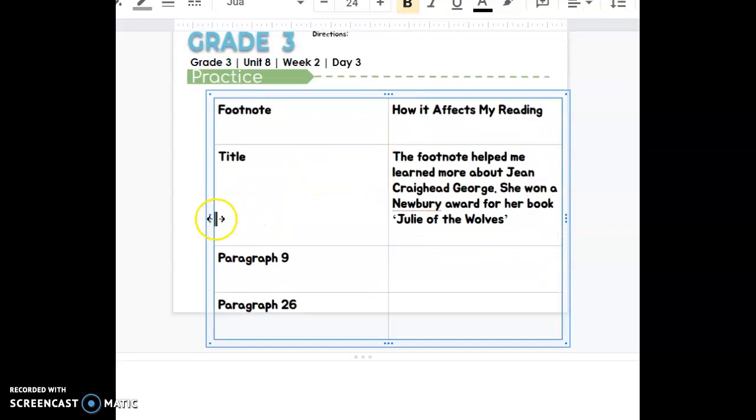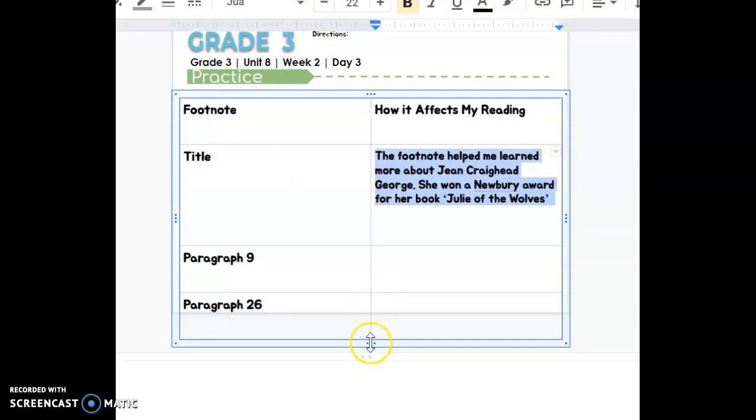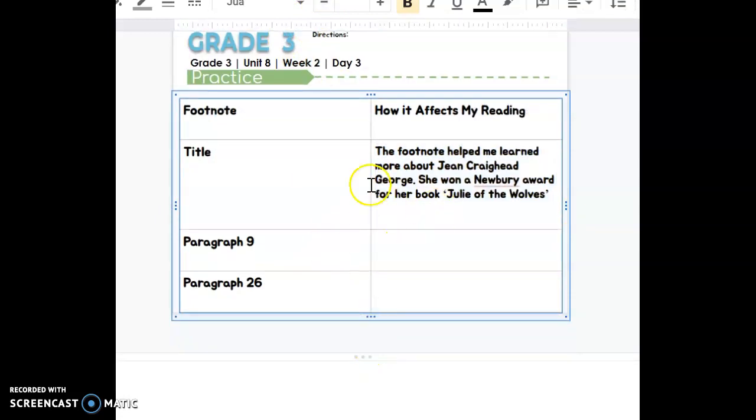So I'm going to go ahead and make my text a little smaller so that I have a little bit more room to fit my other sentences. Now, if you look, you're going to see that there's 2 more footnotes that you're going to hunt for. One is in paragraph 9, and the other is in paragraph 26. Go ahead and find those footnotes, and then record how those footnotes affected your reading.